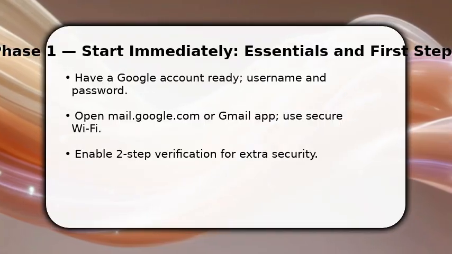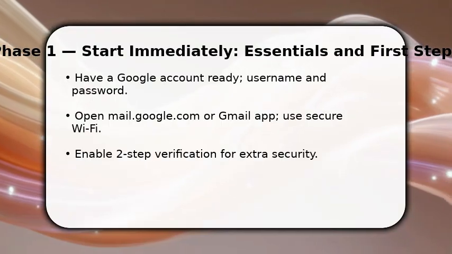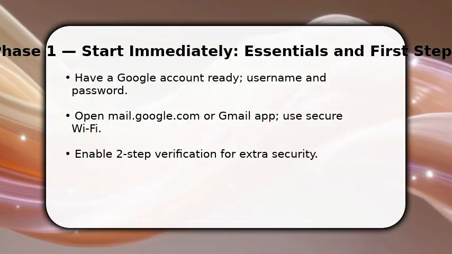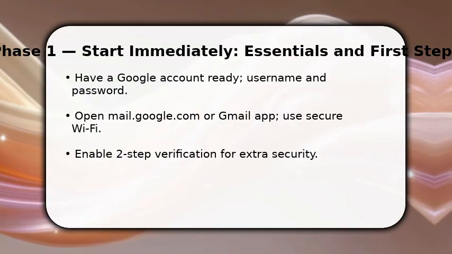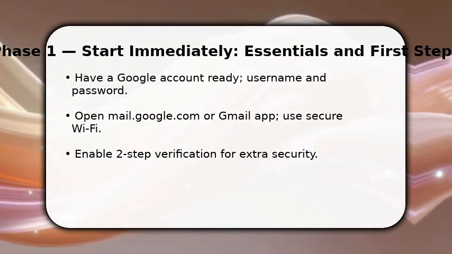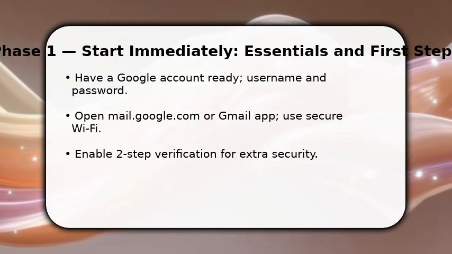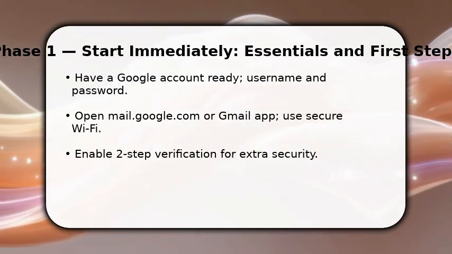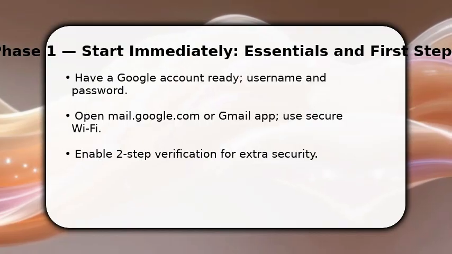You start by opening Gmail. On desktop, go to mail.google.com. On mobile, launch the Gmail app. Enter your Google username and password, then complete any two-step verification prompts. Once signed in, make sure you're using a secure network and that sync is enabled so messages load.